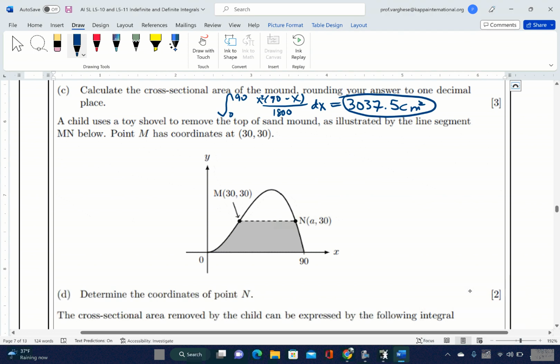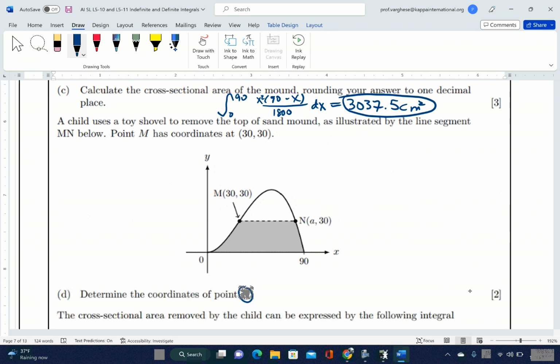All right, so 3037.5 centimeters squared because it's area, okay? For part D, I know this question's a lot, but let's go through it. So to find n, we're looking for n here. We're going to let y equal, right? They told us that y here is 30, and we're looking to find out what a is, right? Which is the variable right there.